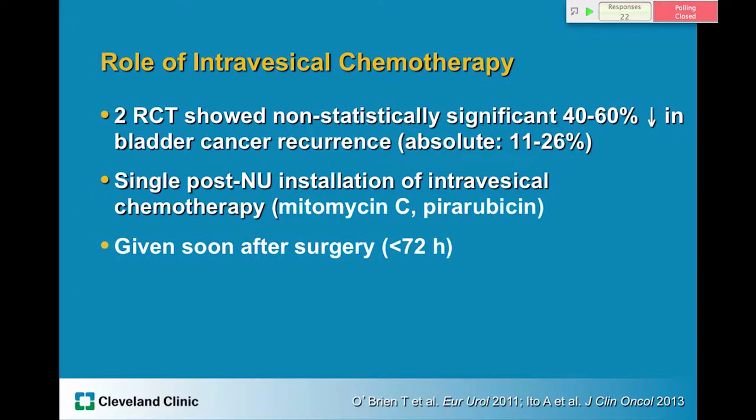So there is some evidence. There are 2 randomized controlled trials that showed a non-statistically significant 40 to 60% decrease in bladder recurrences, which translates into an absolute decrease of 11 to 26%. So it's significant. This was done with a single post-nephro-U instillation of intravesical chemotherapy. One study used mitomycin C, the other one used pirarubicin. And these patients were all given therapy soon after surgery, so within 48 to 72 hours.